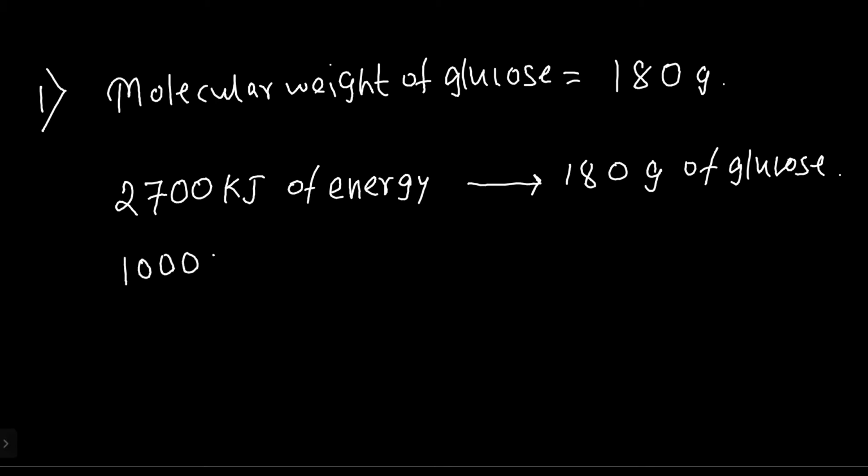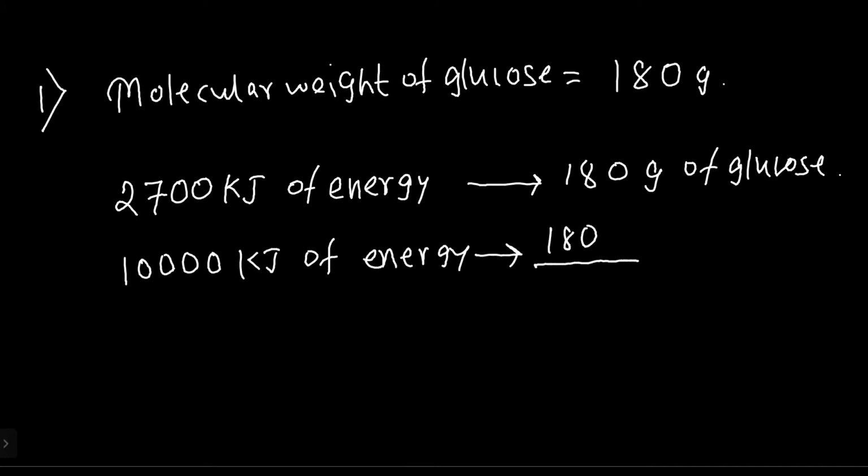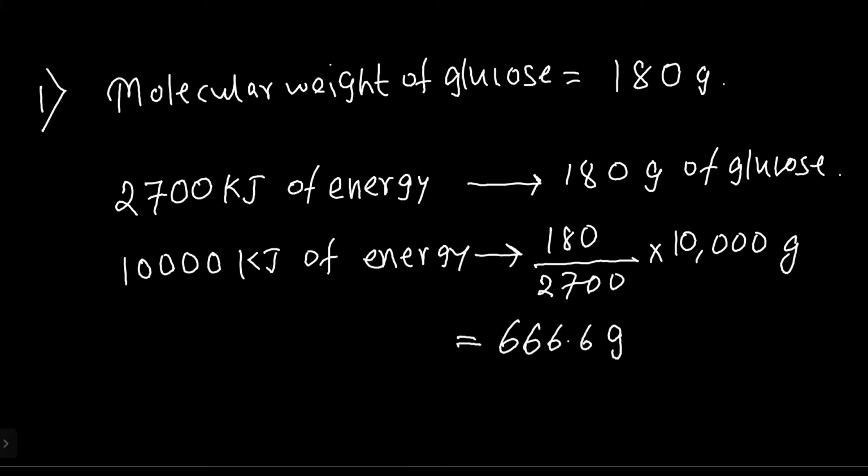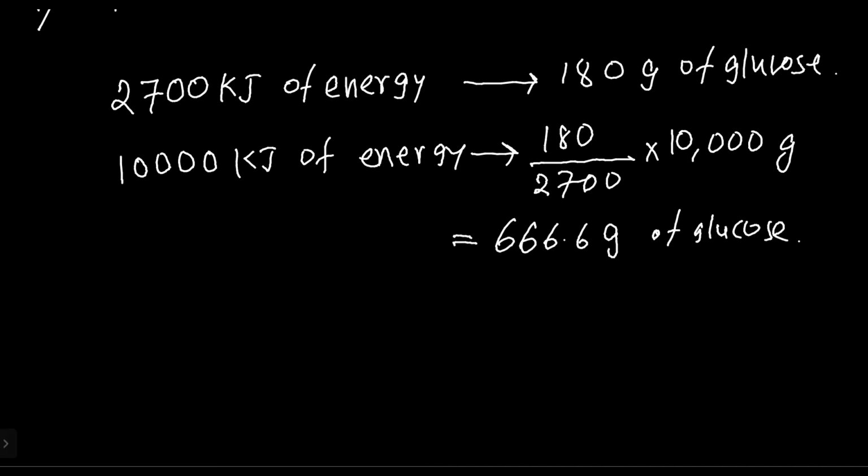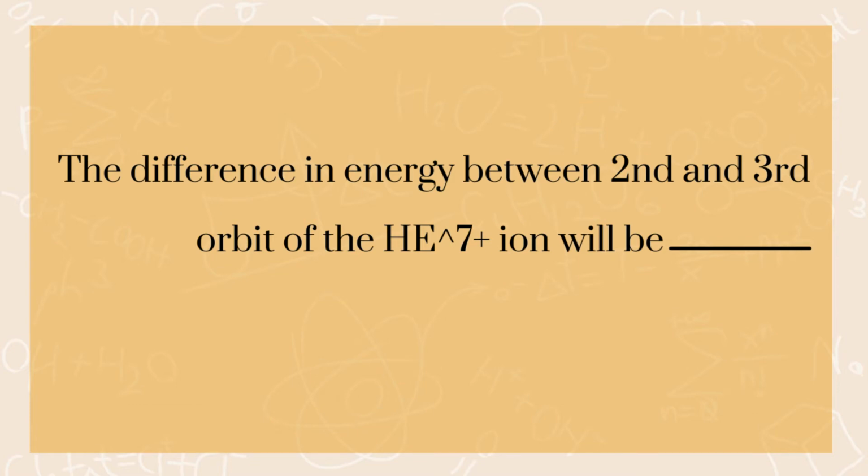For 10,000 kilojoule of energy, the amount of glucose required will be 180 by 2700 into 10,000, and once you solve it you will get 666.6 gram of glucose. So for 10,000 kilojoule of energy you will require this amount of glucose to undergo combustion. Move on to the next question.